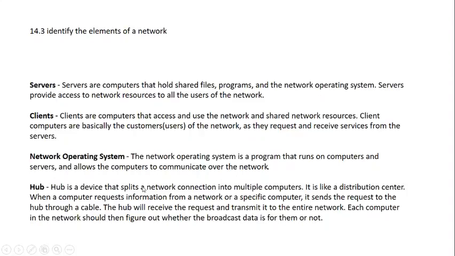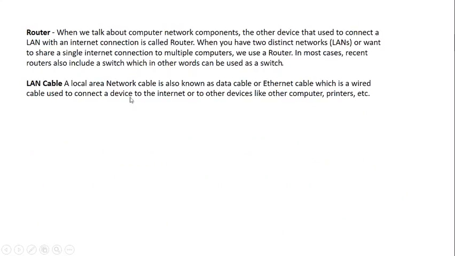A hub is the device that splits the network connection into multiple computers. It is like a distribution center. It manages where the requested information is coming from and where it is sending to. The hub will receive the request from a cable and transmit it into the network. Each computer in the network should then figure out whether the broadcast data is for them or not.